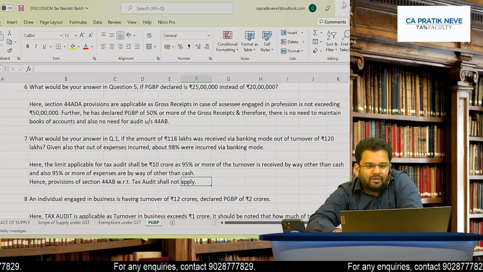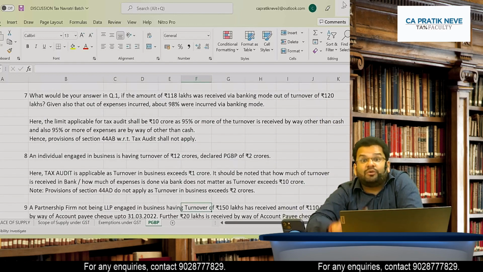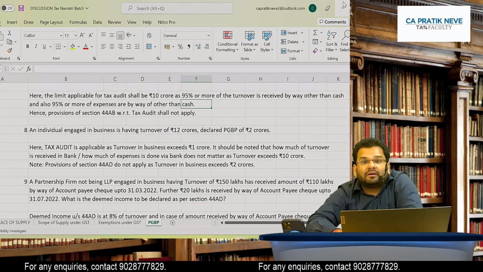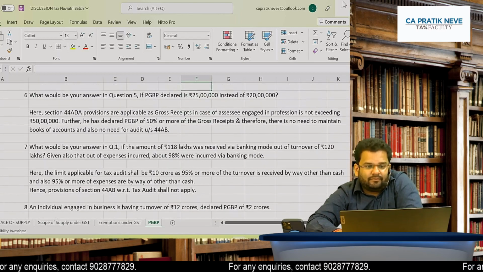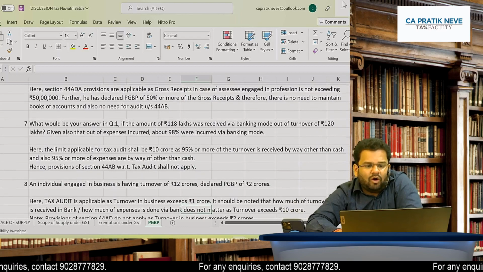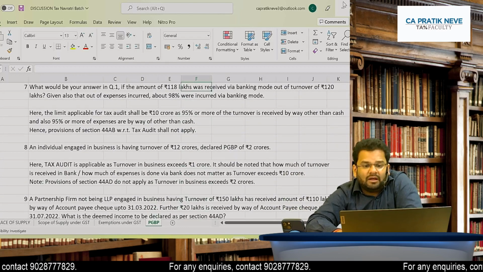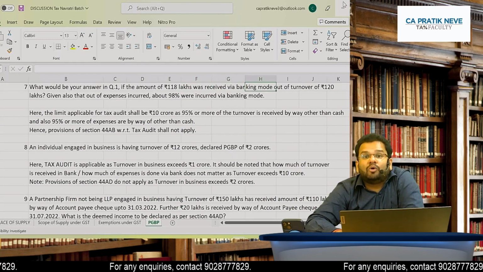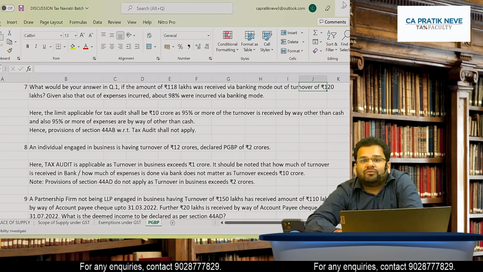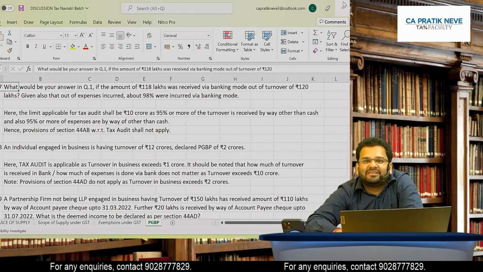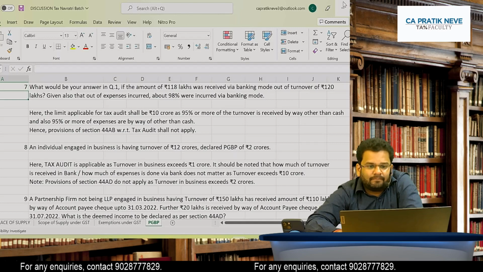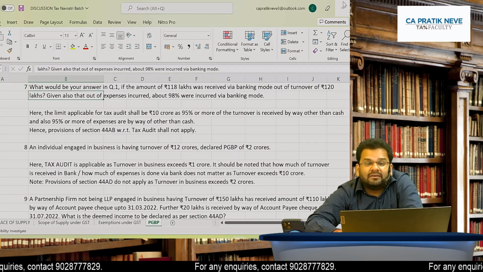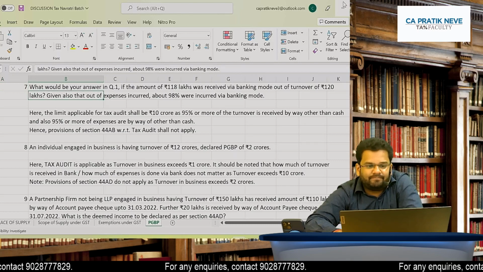Wonderful. What would be answer in question 1? Original question. Original question में कौन है? कंपनी है, right ना? What would be answer in question 1 if amount of 118 lakhs was received via banking mode out of turnover of 120 lakhs? समझ में आया ना? Means less than 5% is received in cash. Do you agree?